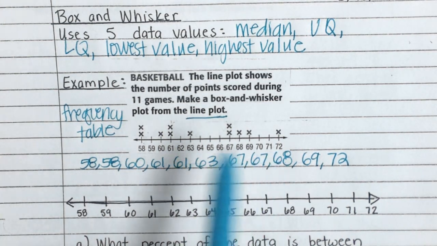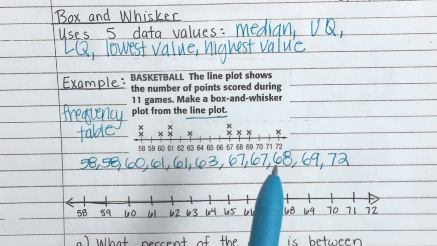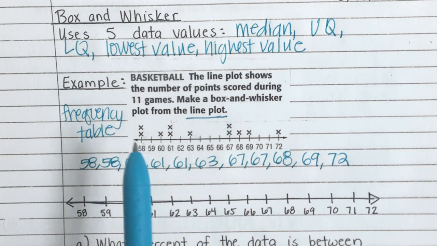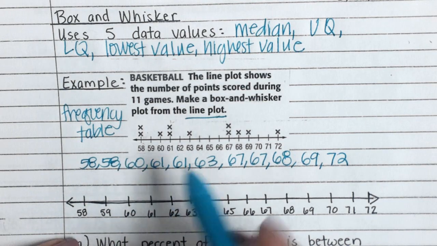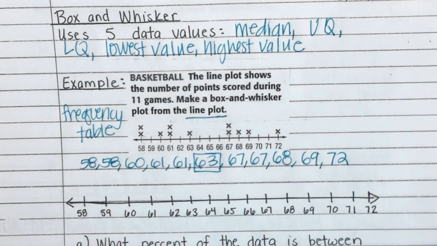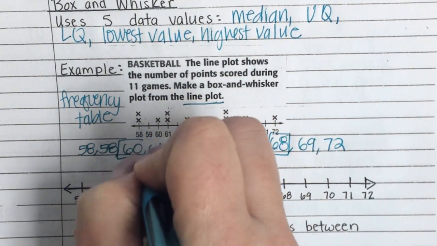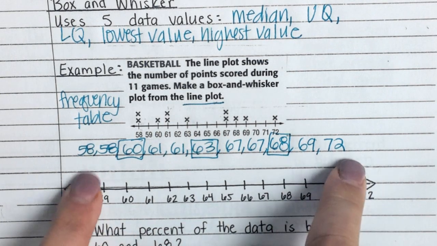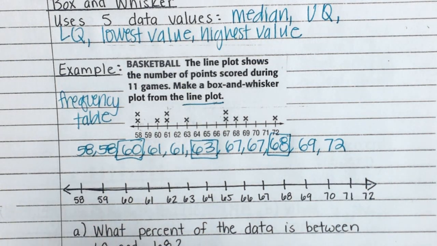Now, looking at a frequency table, usually it's pretty easy to pick out your mode. What would your mode be? 58, 61, and 67. Yes. So you have 3 modes on this one, and those are the ones listed most often. All right. So again, the 5 values we're looking for. First is the median. What would our median be? 63. Yep. Okay. And what about our upper quartile? 68. What about lower? 60. Okay. So those are the 3 values, and then your highest value and lowest value. 58, 72. So this is what we're using to create our box and whisker plot.